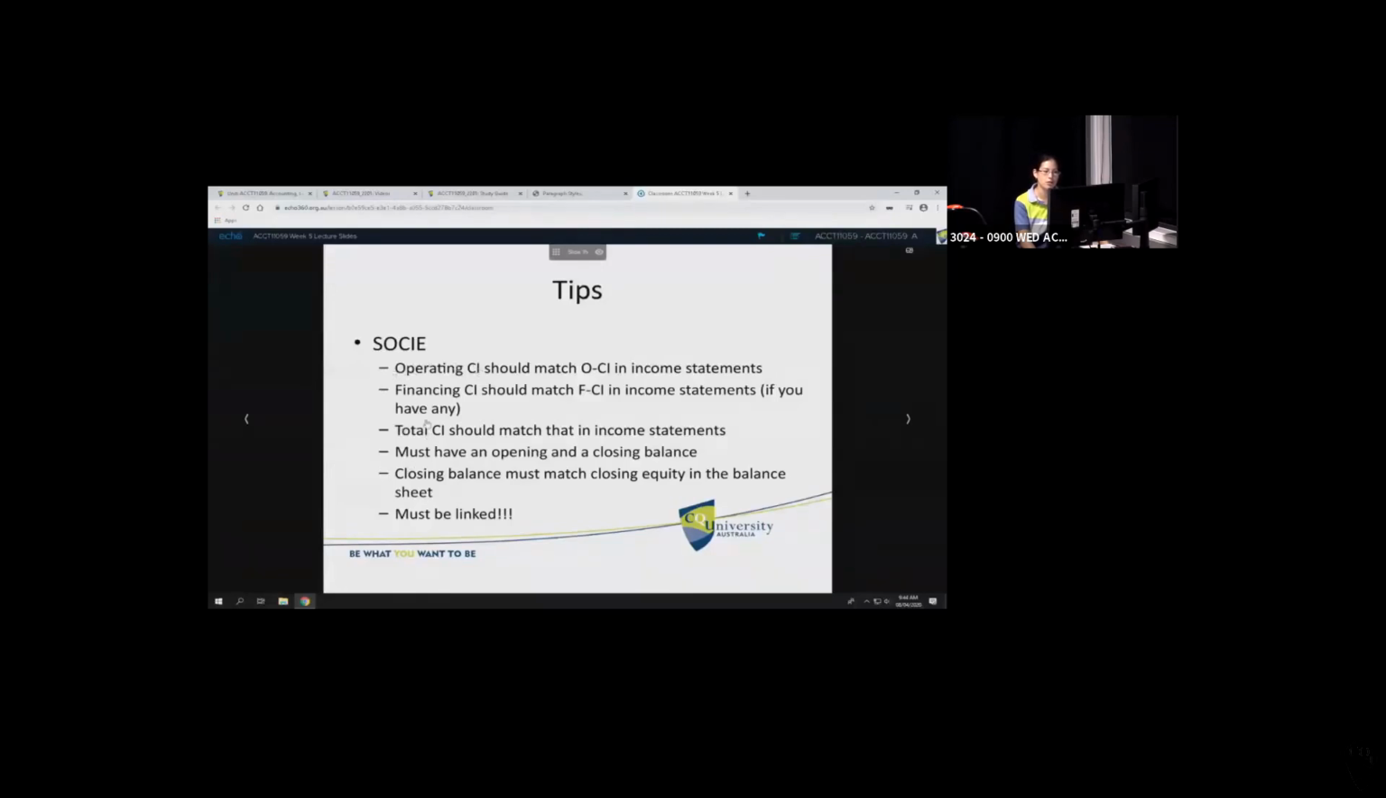Okay, so the total should still match the original, and it should also match the total for total CI in your income statement. So that's another check as well. There must be an opening and a closing balance, and the closing balance must match the closing balance for equity in the balance sheet. Remember, your statement of changes in equity is just showing you the changes in equity, so the overall balance still has to match the equity in your balance sheet. The statement of changes in equity is just the glorified extra information version of the equity section in your balance sheet. And of course, it must be linked.